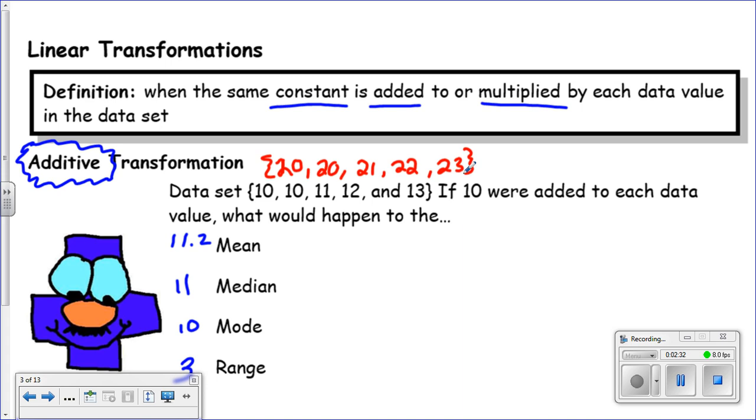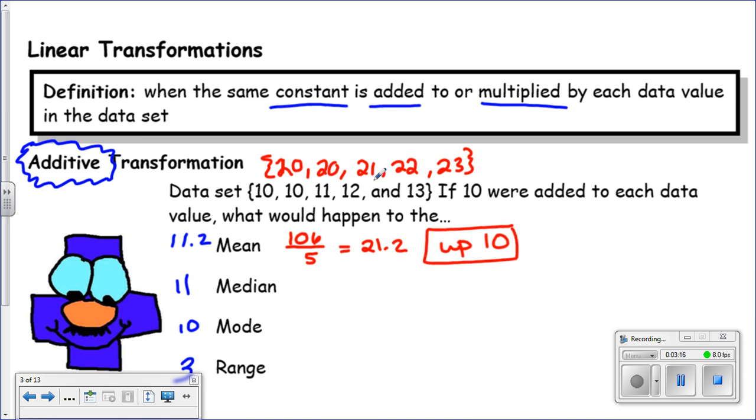Okay, so let's figure out the mean. 20, 40, 61, 83, and 83 plus 23 would be 106. So 106 divided by 5 will give us 21.2. Now if you notice the relationship between the original, which is 11.2, and the new, the average actually goes up 10. So the mean goes up 10.